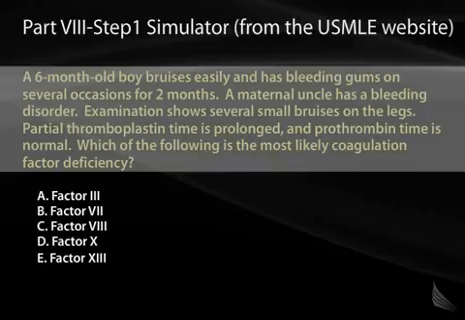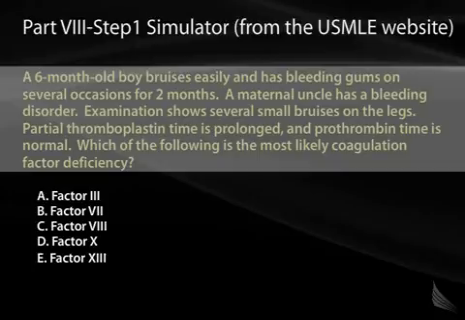So what are we thinking about here? There's some key points that are important here. 6-month-old boy, maternal uncle, so this seems to be X-linked, right? That's what the question is indicating. We've got small bruises on the legs. We have a prolonged partial thromboplastin time and a normal prothrombin time. So how do we decide what type of hemophilia we may be dealing with here?